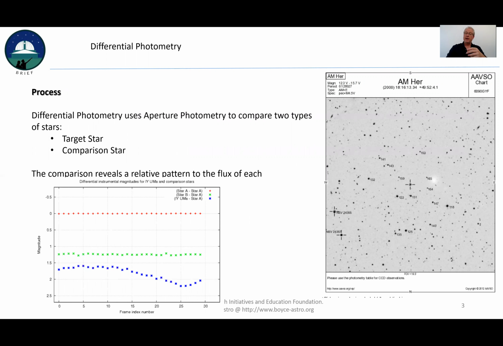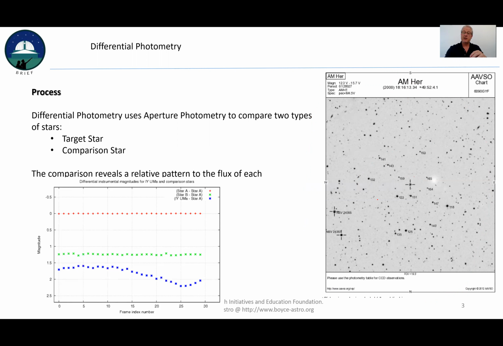So what we have on the right is a star chart from the AAVSO. In the center here, you see a plus designation. And from the AAVSO, that is the target star, in this case, AM Her, which is AM Hercules, this variable star in question. Now, there are other stars in here that have numbers by them. There's a 132, 141, 15.3. These are known comparison stars and their steady state magnitudes.